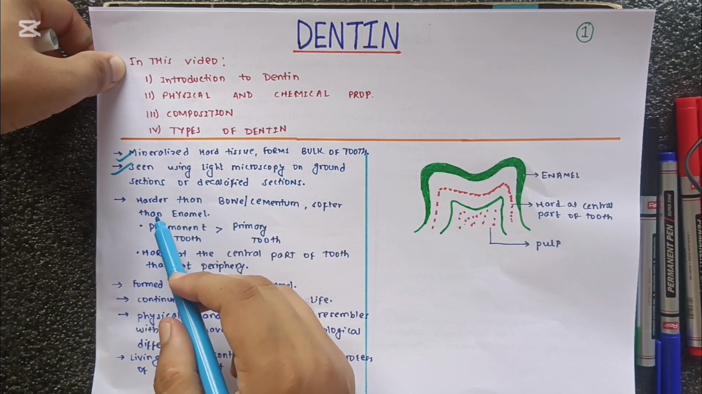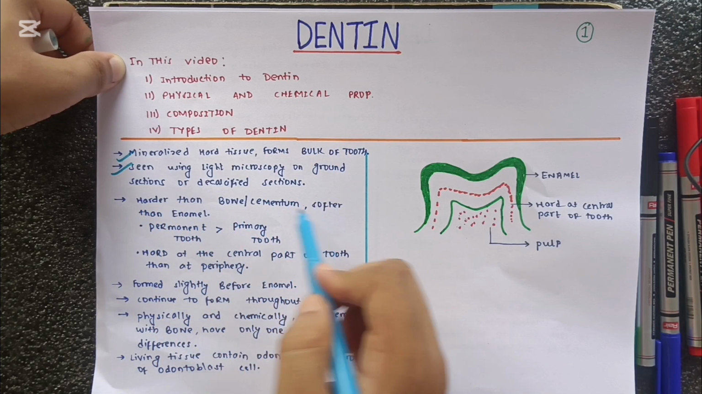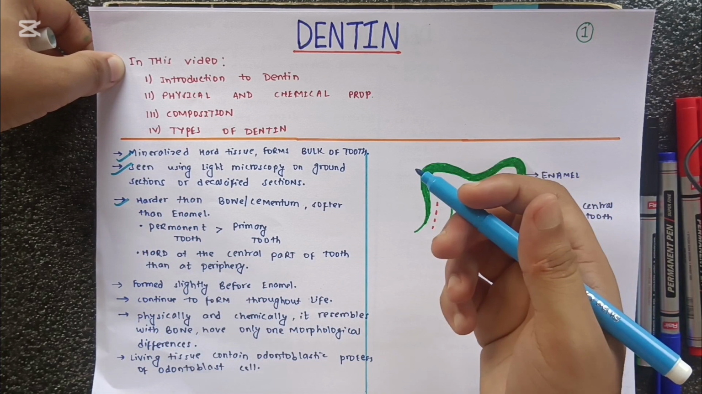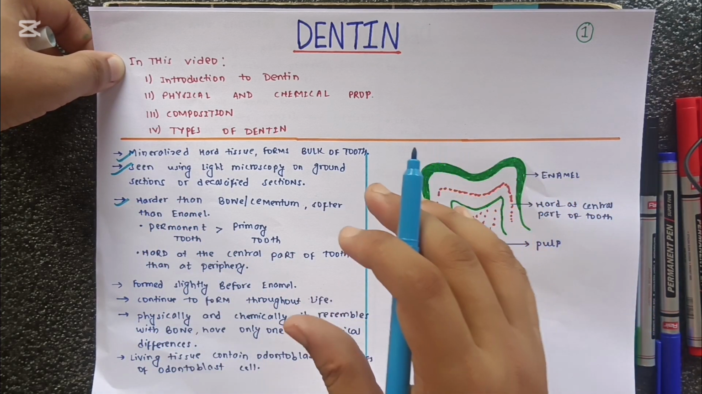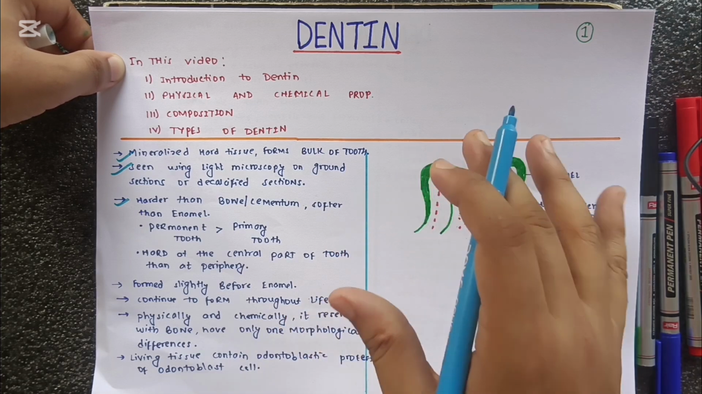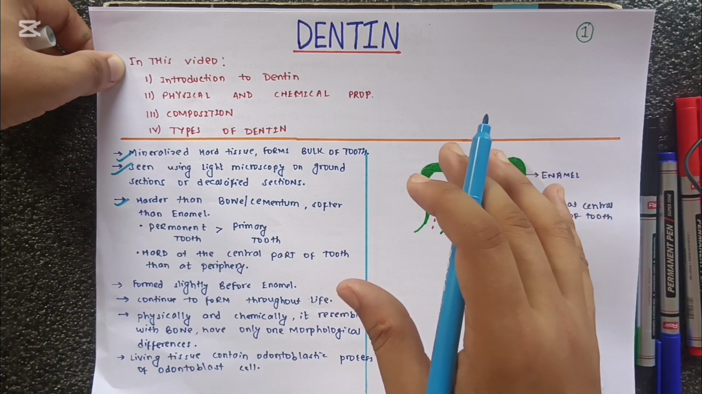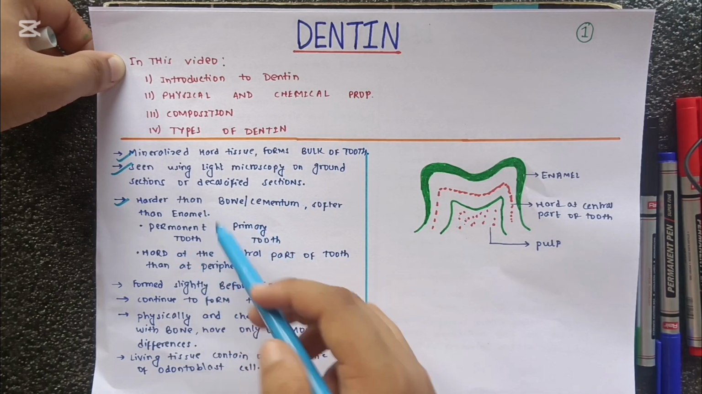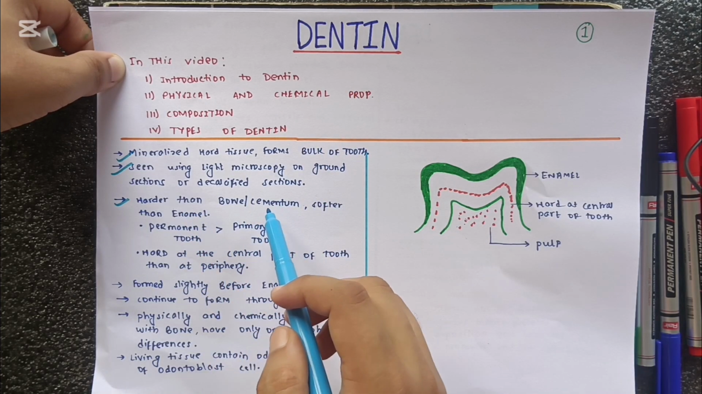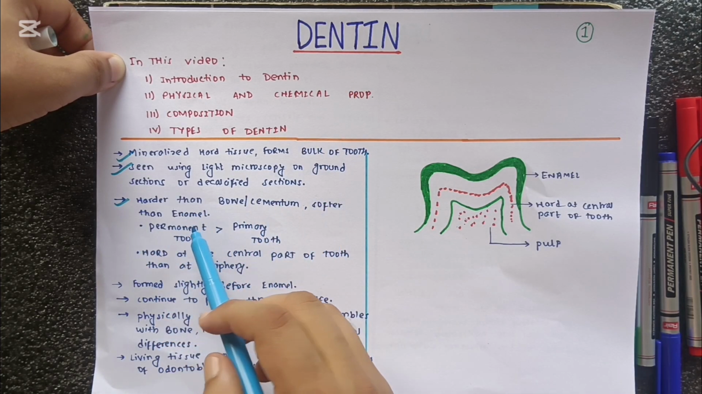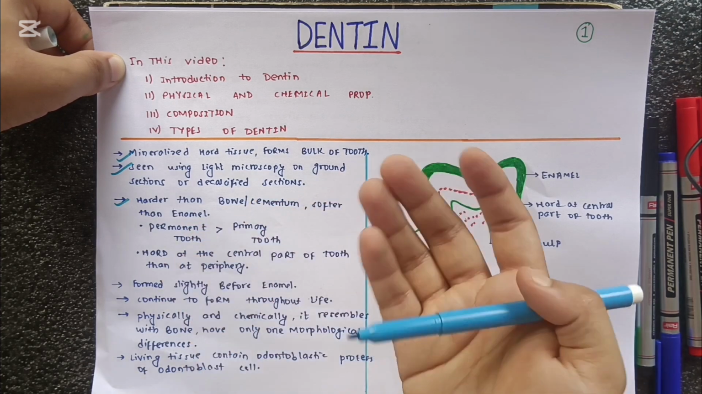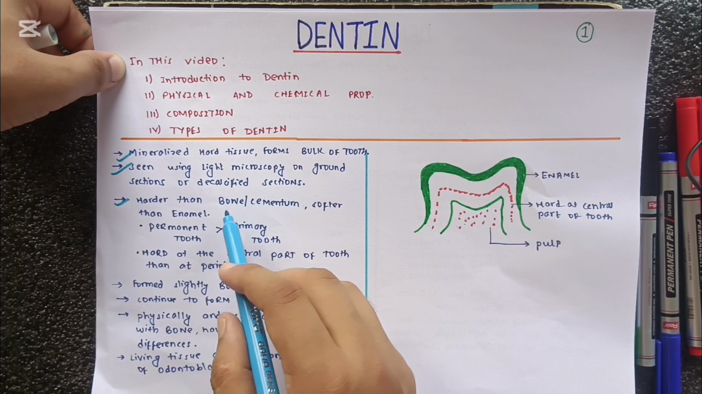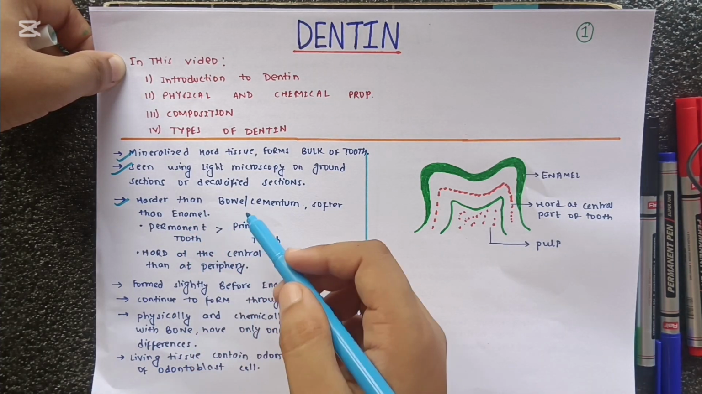Similarly, the dentin is harder than the bone or the cementum, but softer than the enamel. As I have discussed in the enamel video, there I told you enamel is the hardest substance of our body. But the dentin is harder than the bone and the cementum, but softer than the enamel. So it is a bit softer than the enamel but harder than the bone and the cementum. It is a very important, basic concept that you should know.